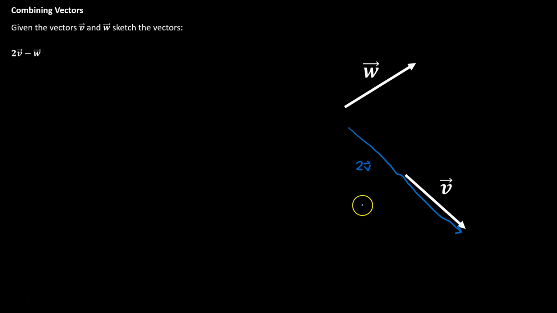That's 2v. And then I want to subtract w from that. So to subtract w, I'm going to flip it around. I'm going to do it the long way first, and then I'm going to pretend like I'm adding the blue and the yellow vectors. So then I'll copy that minus w down here. Make my final vector from the tip of 2v down to the opposite of w. So that would be 2v minus w.